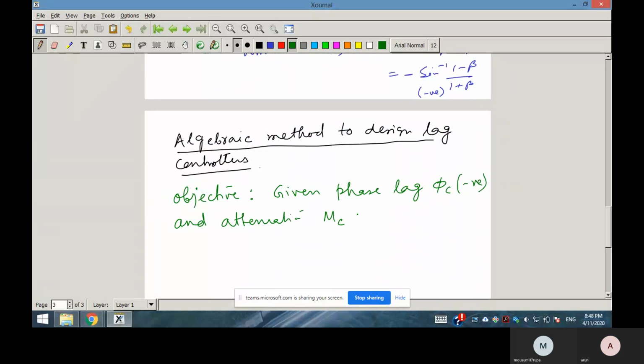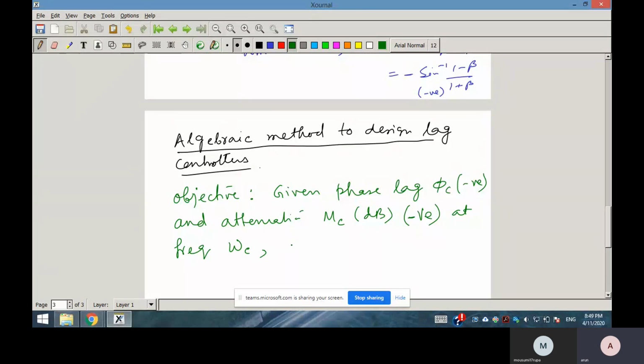MC in dB means that MC is again negative. Remember that, in case of lead controller, phi c and MC both are positive. Okay, MC in dB means attenuation means negative, so negative in dB, at frequency omega c.